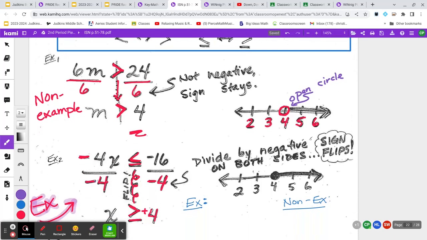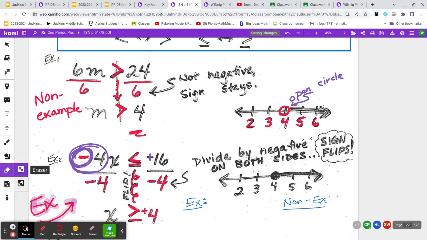Negative 4x is less than or equal to negative 16. Now, it doesn't matter if this negative 16 is a positive or a negative. What matters is this guy is negative, the coefficient. This is the coefficient, negative 4. Because the coefficient is negative, you're going to divide by the coefficient, negative 4, on both sides. Did she just say divide by negative 4 on both sides? Annie M, it's a twister, it's a twister.